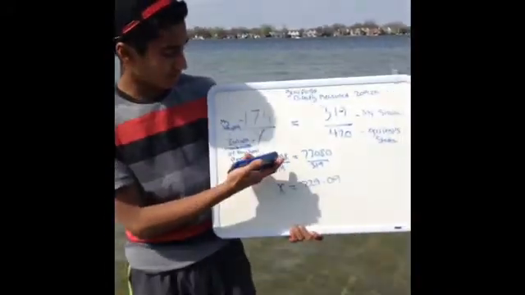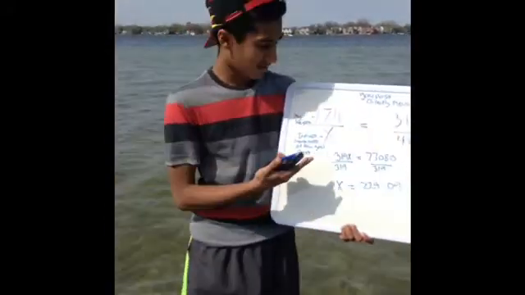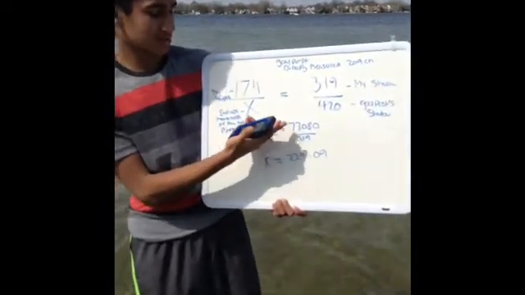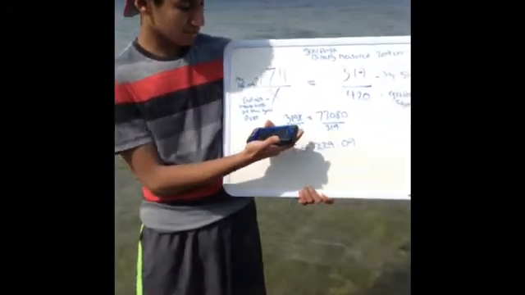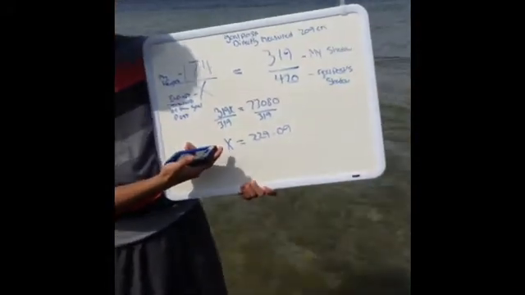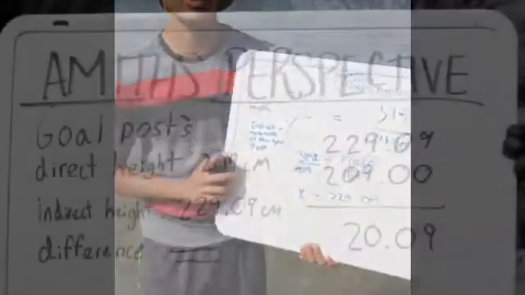When the math is complete, we cross multiply, and then we get 319x equals 73,080. We divide each side by 319, and we get x equals 229.09.